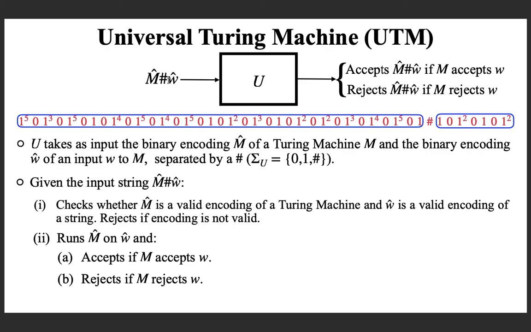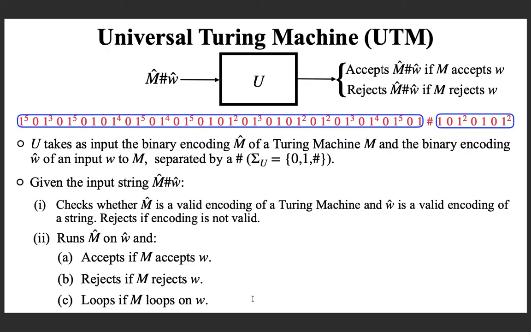And if you remember, there is a third possibility, that is, it is neither accepting nor rejecting. That means it is looping. That is, if the Turing machine M is looping on W, then the universal Turing machine is also going to loop. And that is the outcome of the universal Turing machine.